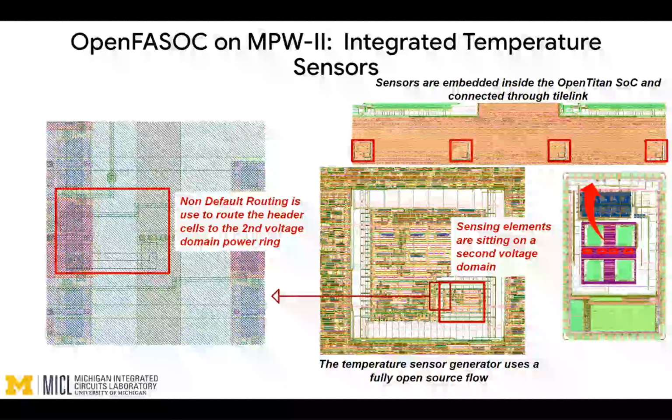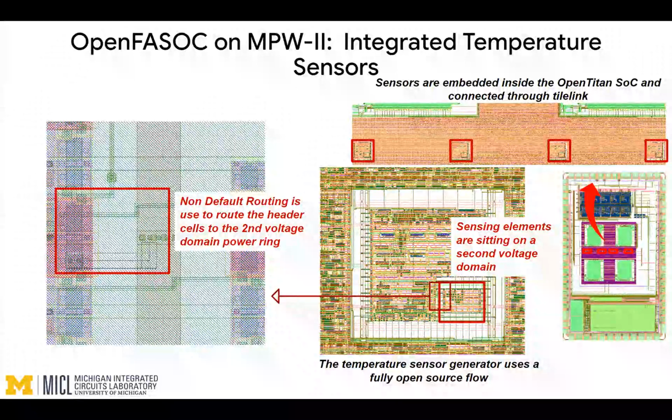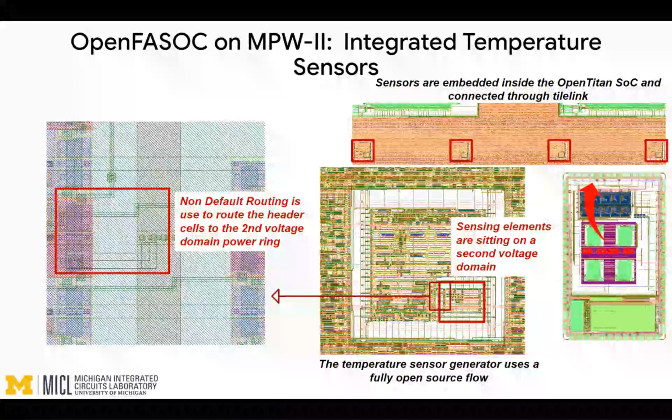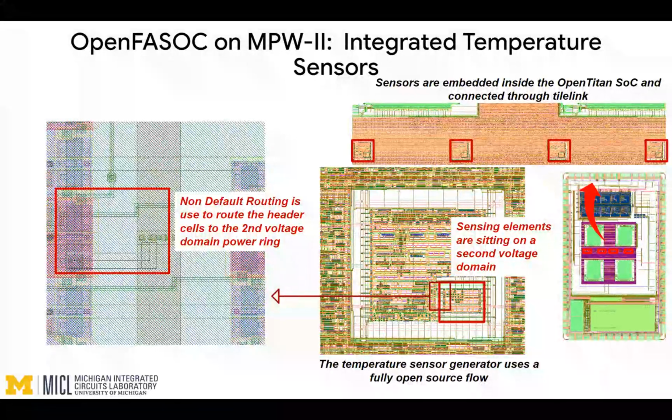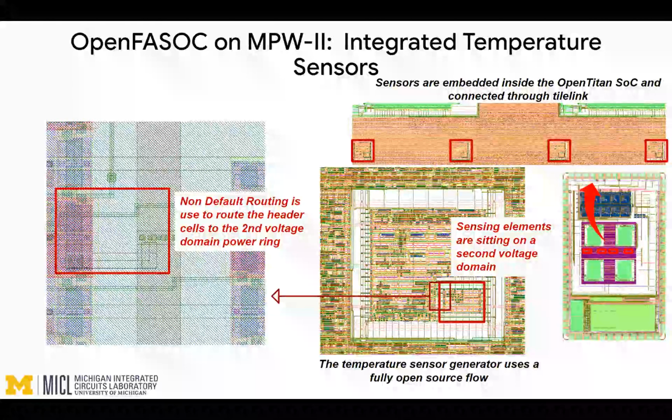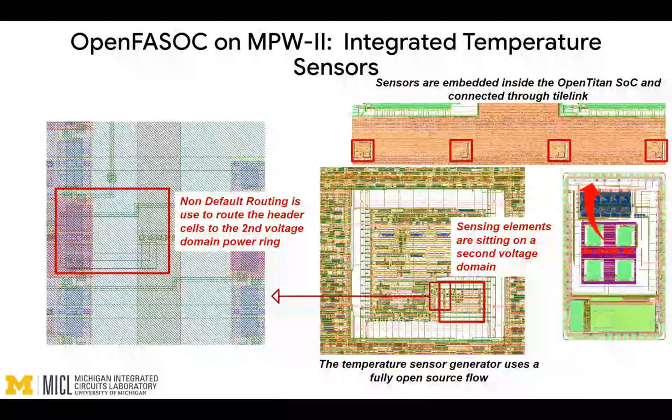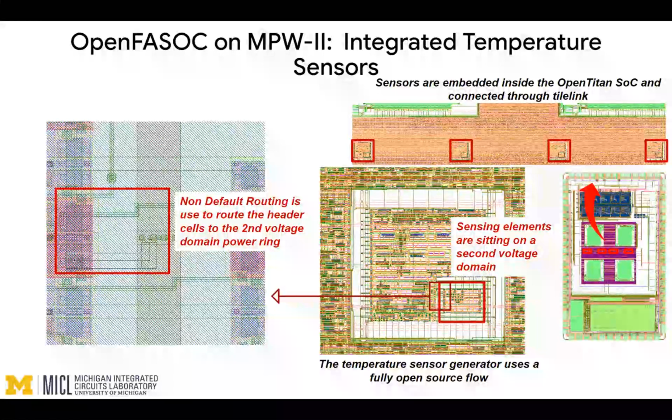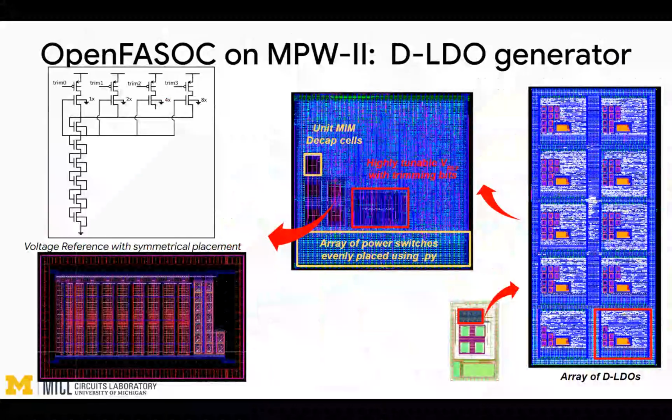But what I want to show here is that these open source tools were at a very, very early stage, right? So we started developing tools like non-default routing for the temp sensor to connect. It's basically a special route to connect the header cells to the power ring. You can see it there. Also, we wanted to increase the routing width, and that was useful. The other cool thing we did is we started using much more Python to structure the placement of the power switches. We included a VREF inside the digital LDO, and we taped out a couple of them.